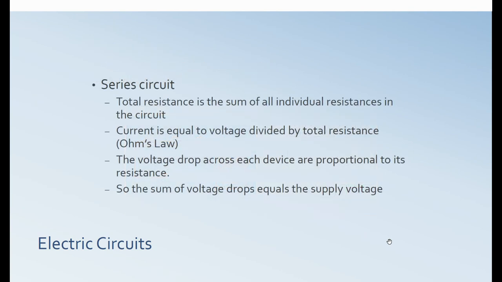In a series circuit, the total resistance is the sum of all the individual resistances in the circuit. So we would add the resistance of all those three light bulbs in the previous slide and get the total resistance. And using Ohm's law, we can see that the current in the circuit is equal to the voltage divided by the total resistance. And as the current goes through each device, we have a voltage drop due to resistance, and that's proportional to the resistance. And so the sum of those voltage drops will equal the supply voltage.